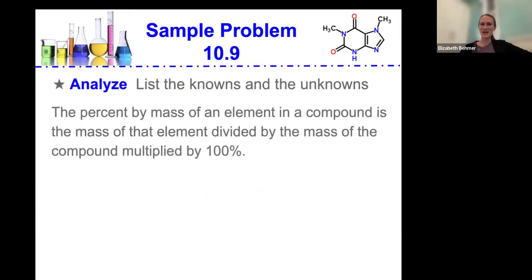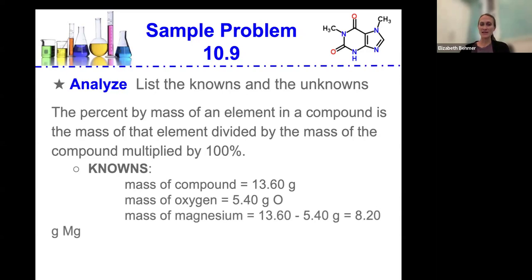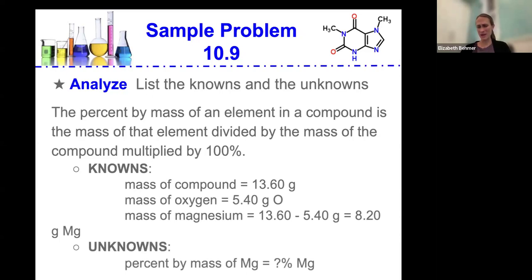Let's list our knowns and unknowns. The percent by mass of an element in a compound is the mass of that element divided by the mass of the compound multiplied by 100%. We know the mass of the compound is 13.6 grams, and the mass of oxygen is 5.4 grams. The mass of magnesium will then be 13.6 minus 5.4, so we have 8.2 grams of magnesium. The unknowns that we need to find are the percent by mass of magnesium and the percent by mass of oxygen.